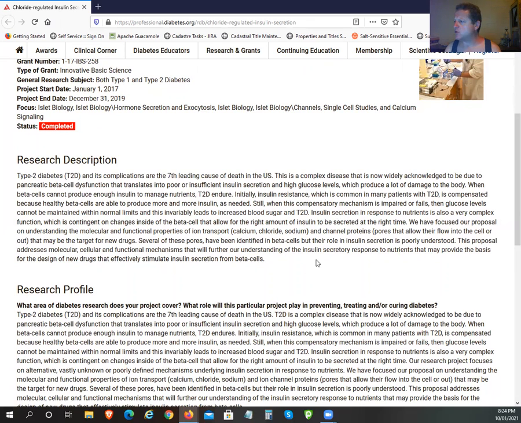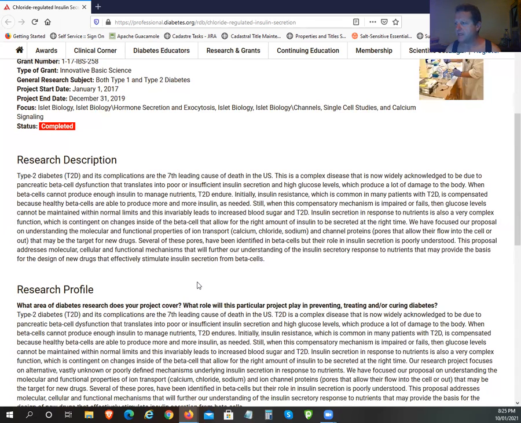Insulin secretion in response to nutrients is also a very complex function, which is contingent on the changes inside the beta cell and allows the right amount of insulin to be secreted at the right time. We have focused our proposal on understanding the molecular and functional properties of ion transport: calcium, chloride, and sodium. The channel proteins open and allow their flow into the cells or out within the intra and extracellular fluids. That may be the target of new drugs. Well, that's all we need: more control of normal physiological functions rather than getting people off it.